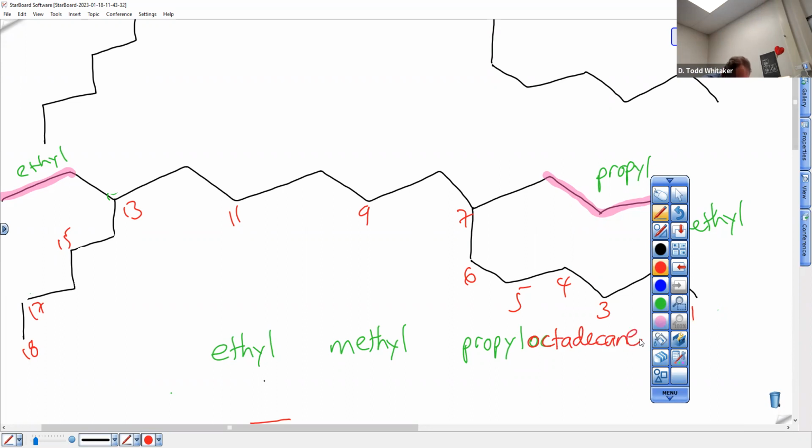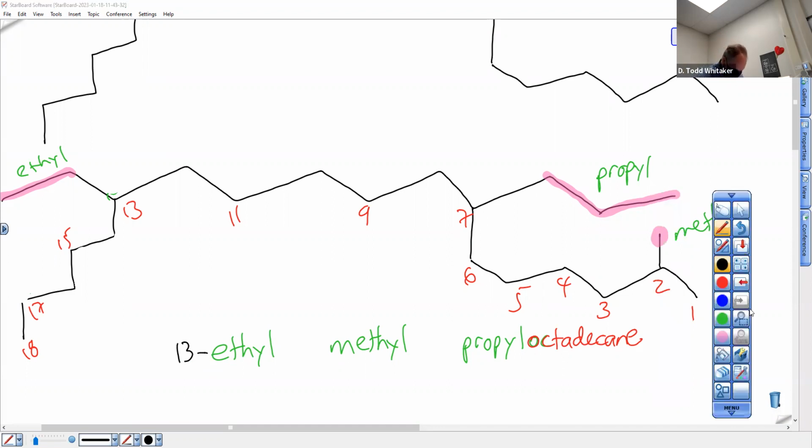Tell me what carbon number is the ethyl attached to? 13. You put that right there with a dash after it. What carbon has the methyl on it? So 2. What carbon has the propyl attached to it? Okay, and that's it. So one little new detail at a time, right? And we can figure out the formula.